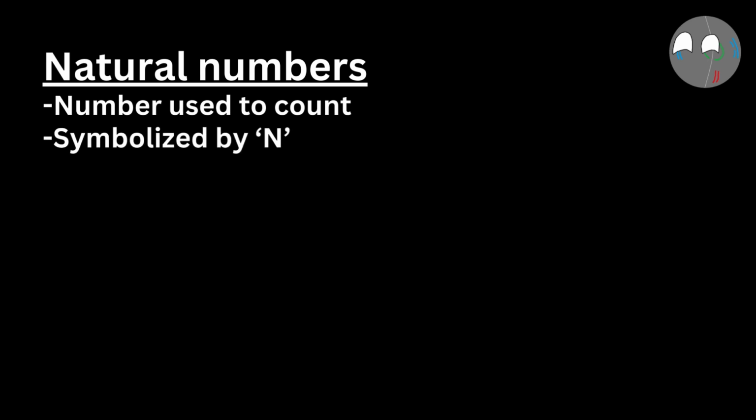So today in this video we're going to start with natural numbers. Numbers which are used to count are called natural numbers. Natural numbers are symbolized by the letter N. So N is equal to 1, 2, 3 and so on until finite infinity. So this is just what the numbers are.